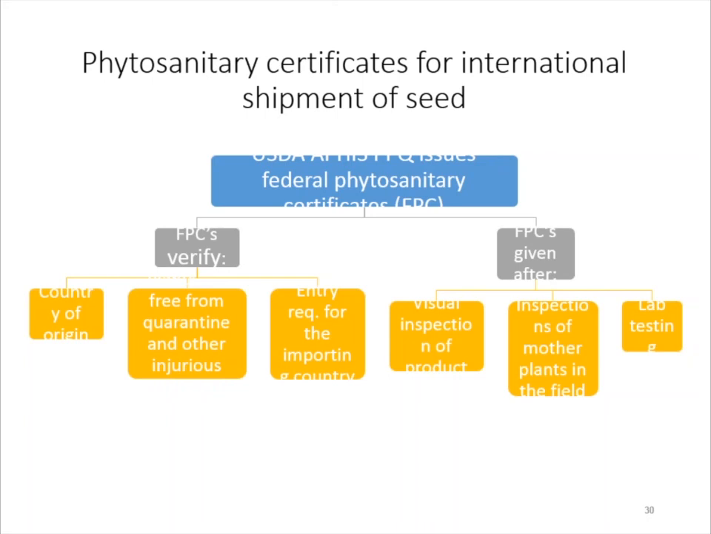And what these do is they certify the country of origin, that plants are free from quarantine pests and mostly free from injurious pests, and that they meet the entry requirements for that importing country. And APHIS can give these PCs by visually inspecting the product, or they can do it after inspecting the mother plants while they're still outgrowing in the field.